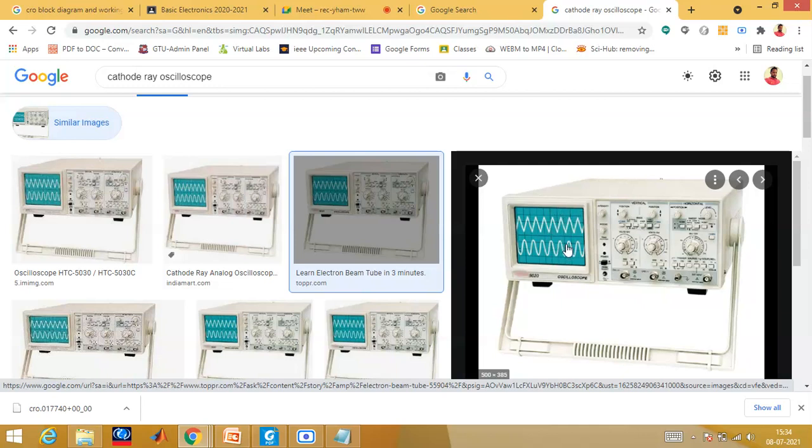Here only two signals you can see, that means we have kept it in dual mode. All this I will just explain and then I will go to the PDF. So this is all about the vertical controls. This is all about the horizontal knobs. And these are where you will be connecting your external signal.